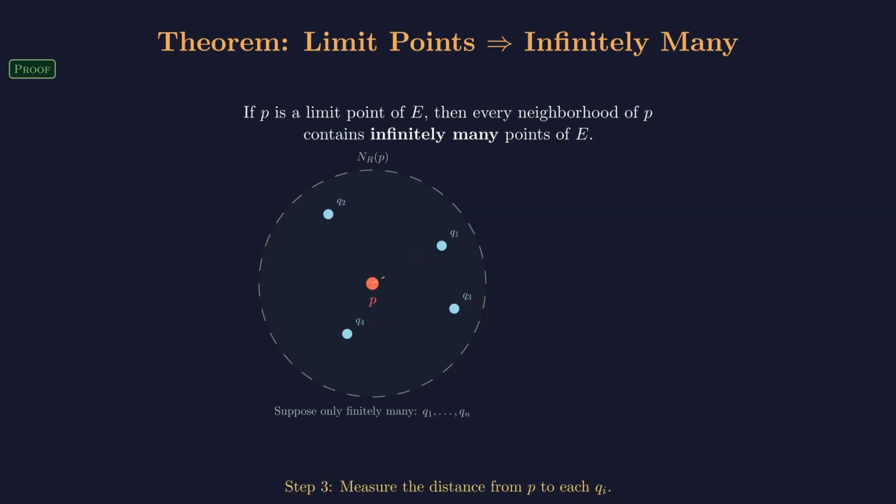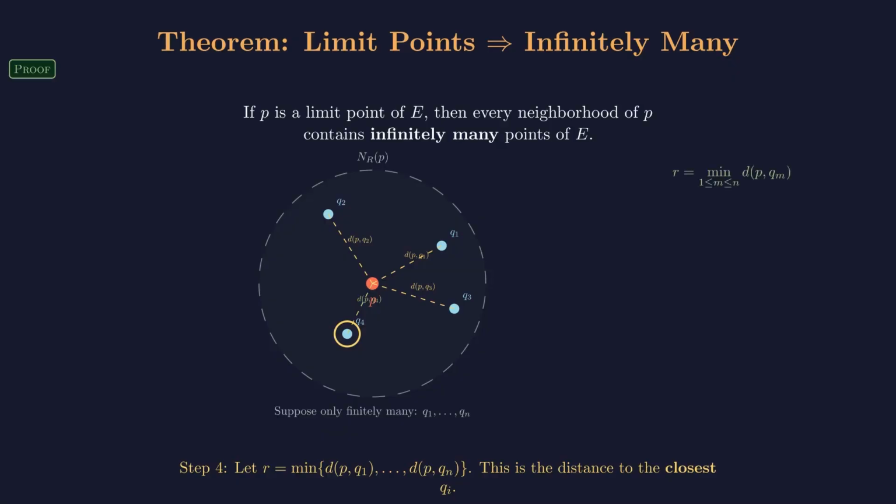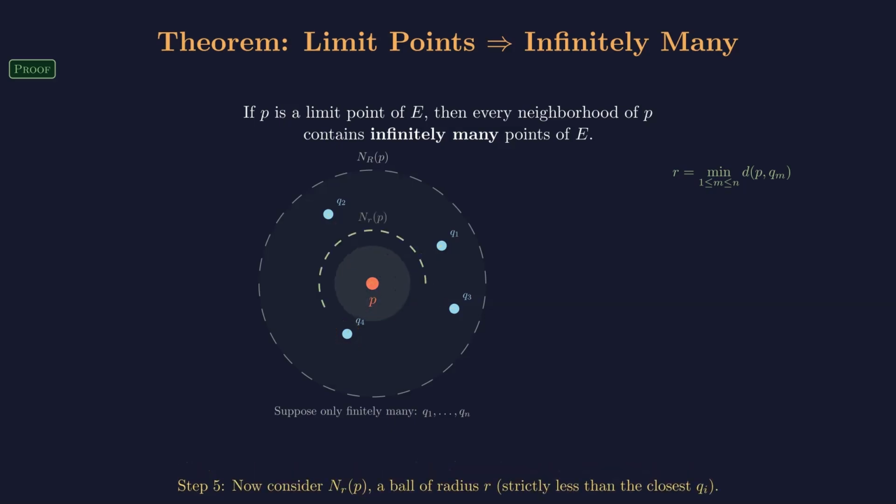Now measure the distance from P to each of these points. Since every Q sub i is distinct from P, each distance is strictly positive. We take the smallest one. Let r equal the minimum of all these distances. This is a positive number. Now draw a ball of radius r around P. It's strictly smaller than the distance to the closest point, so every single Q lies outside it.